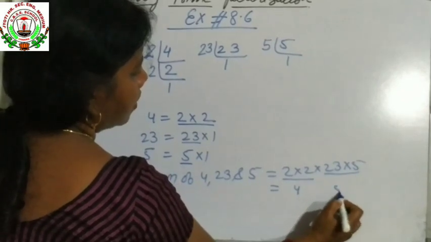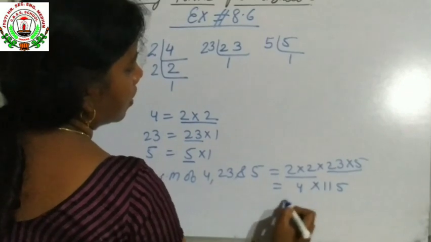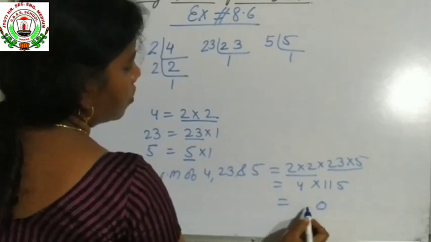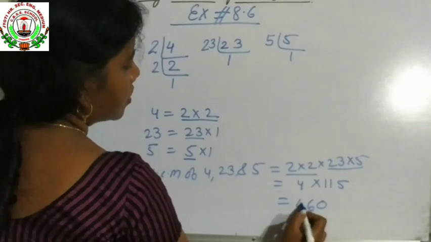5 3 ja 15. 5 1 carry. 5 2 ja 10. 10 plus 1 is 11. 4 5 ja 20. 0 2 carry. 4 1 ja 4. 4 plus 2 is 6. Then again 4 1 ja 4.